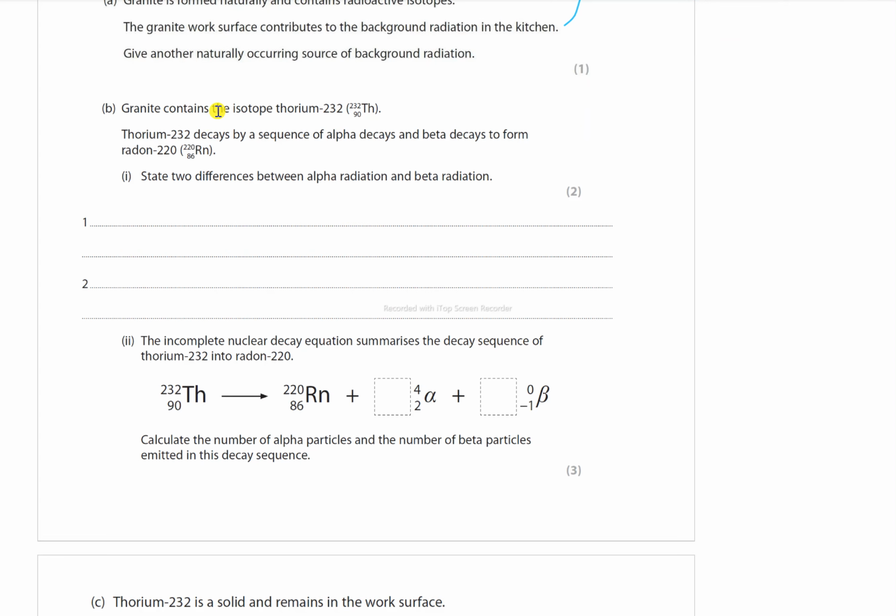Next one, granite contains an isotope 232. What did we say an isotope was?